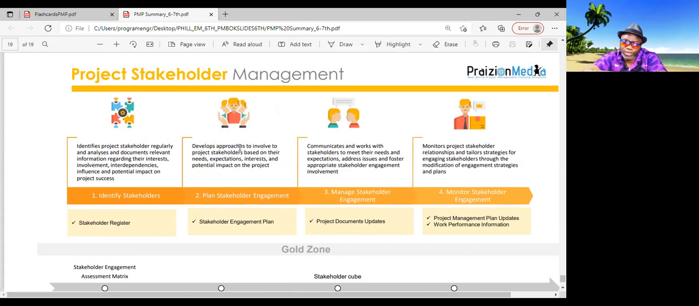Now, both of these plans could be used in different situations. If you're talking about knowing who to communicate with, when, where, why, how, it's your communications management plan. But if you're looking to understand how to engage a stakeholder, which could include some communication tactics, it's going to be in your stakeholder engagement plan.